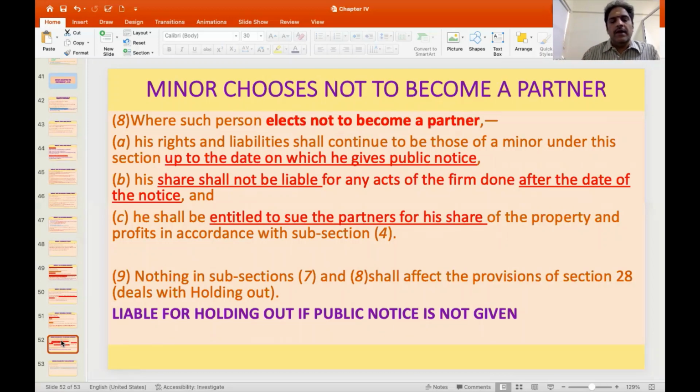Subsection 8. So where such person elects not to become a partner, his rights and liabilities shall continue to be those of a minor under this section up to the date on which he gives public notice. And his share shall not be liable for any acts of the firm done after the date of the notice, and he shall be entitled to sue the partners for his share of the property and profits in accordance with section 4, subsection 4. Then nothing in subsection 7 and 8 shall affect the provisions of section 28 of the Act, which deals with holding out.